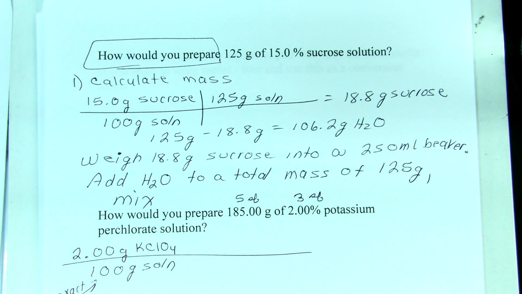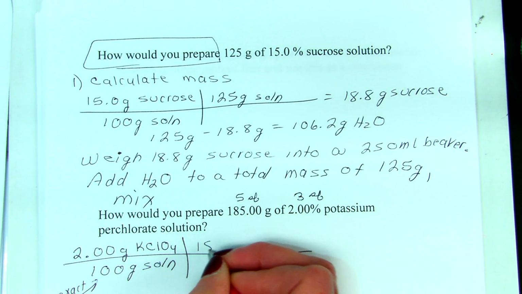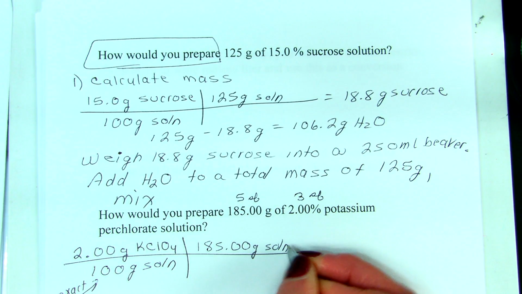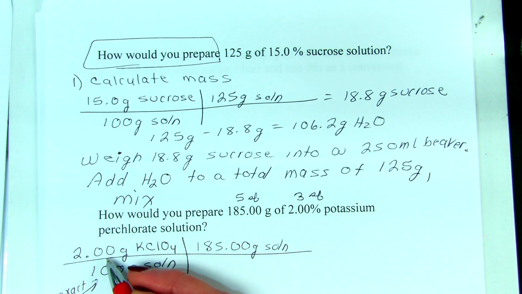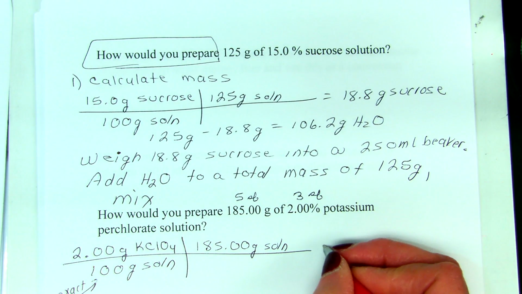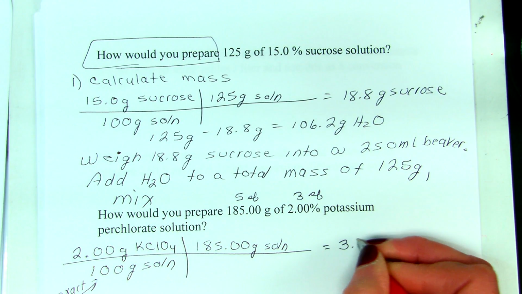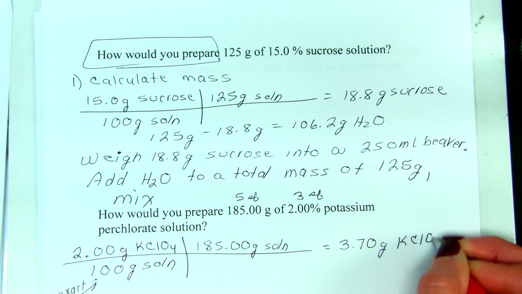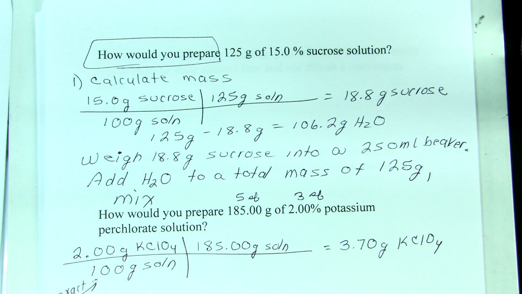So now I have 185 grams of solution. I have 5 sig figs here, 3 here, and as many as I want in this exact number. So it's correct to report 3.70 grams of potassium perchlorate. And if we look at the back rows board over there, they're the only group that had the sig figs right. Okay? This group truncated to 2. This group went to 1.